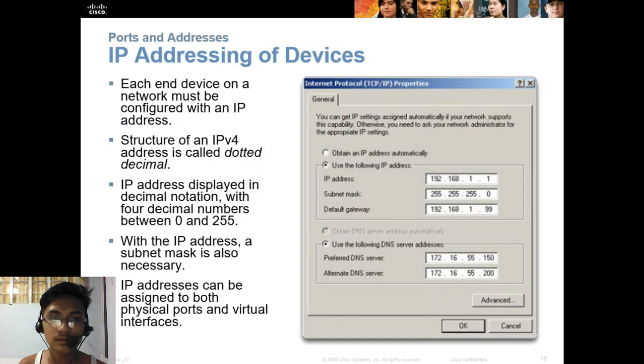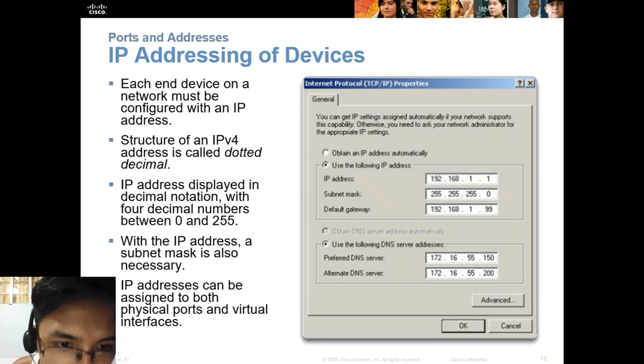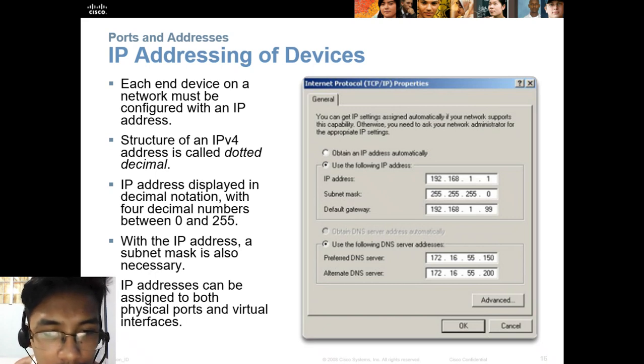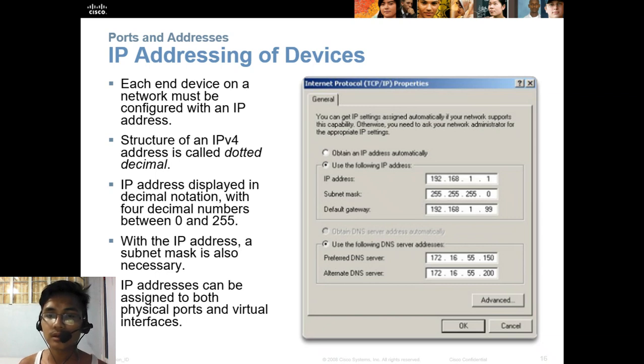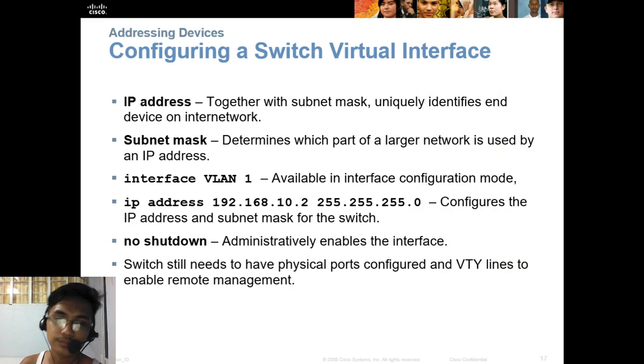So addressing schemes: each end device on the network must be configured with an IP address. The structure of an IPv4 address is called dotted decimal. The IP address is displayed in decimal notation, with 4 decimal numbers between 0 and 255. With the IP address, a subnet mask is also necessary. IP addresses can be assigned to both physical ports and virtual interfaces. Here we can manually set up the IP address, subnet mask, and default gateway in the IP properties, but we can also obtain them automatically as an option.